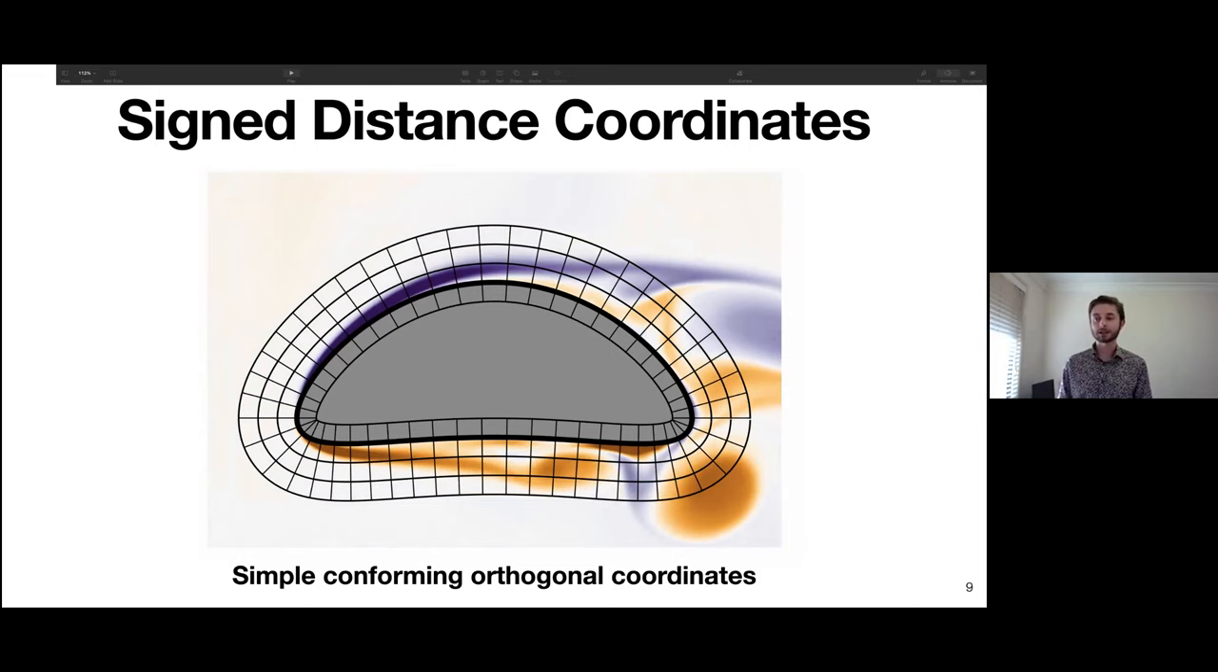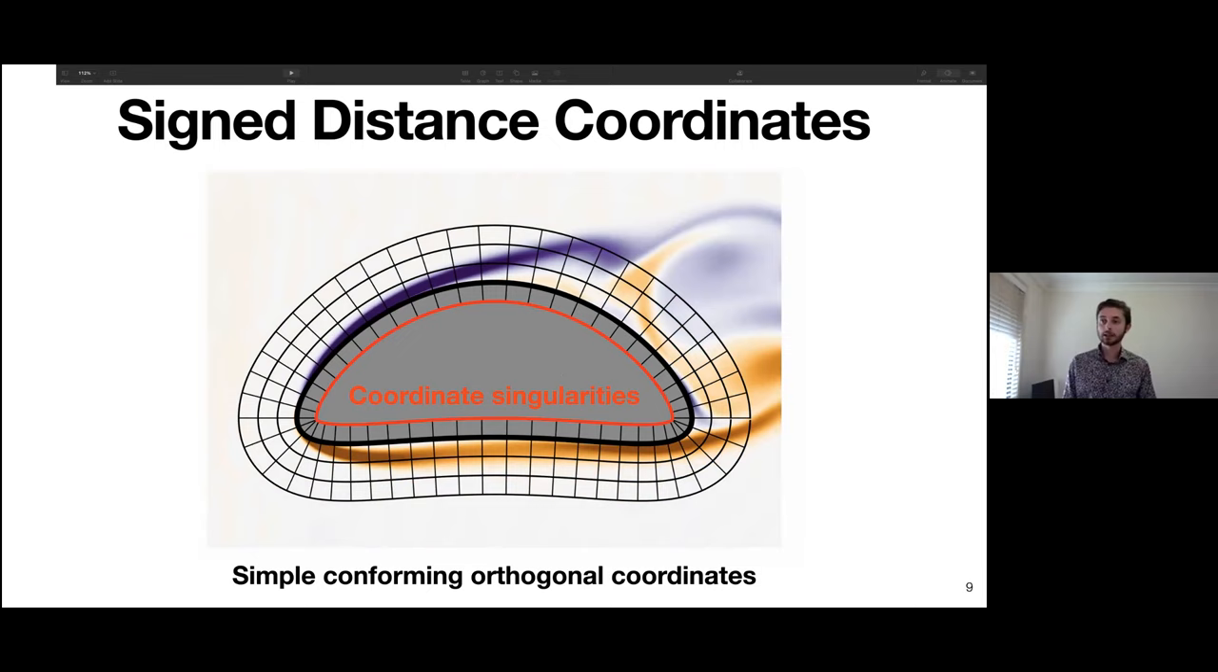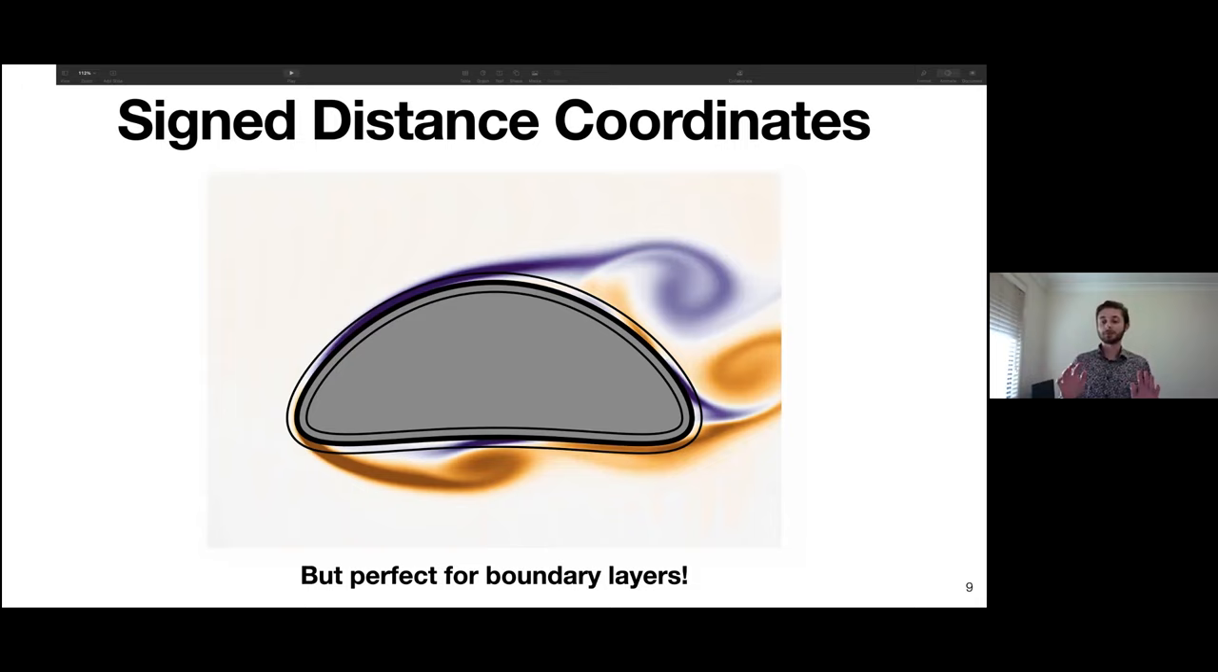Now, it is true that you get coordinate singularities with this coordinate system. But remember, it's for analyzing boundary layers where the system is perfectly fine. We're not going to be dealing with coordinate singularities for boundary layers.